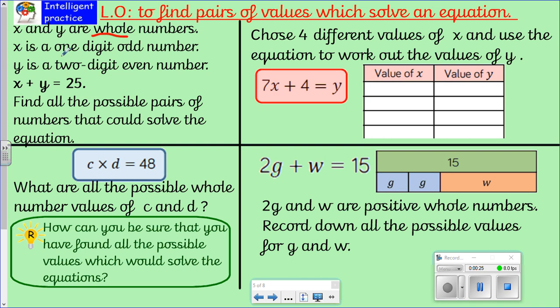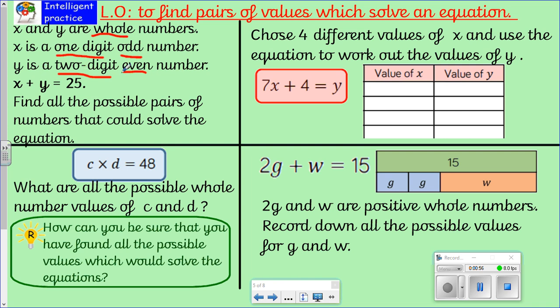X is a 1-digit odd number, and y is a 2-digit even number. So 1 digit means, in this case, 1, 2, 3, 4, 5, 6, 7, 8, or 9, but it's got to be an odd number. If you are unsure of your odd numbers, ask somebody, Google it, message one of us, odd numbers.